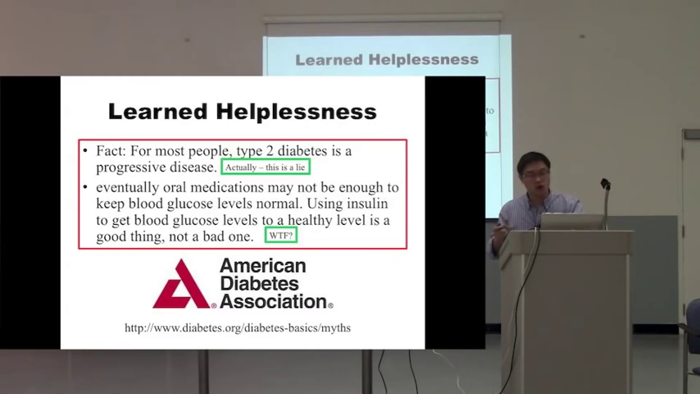So this is the problem. If you look at the American Diabetes Association, they have several facts. This fact: for most people, type 2 diabetes is a progressive disease. Well, that's actually a lie. It's not true. Because you have lots of people who are being reversed, who are being cured, right? And what they say here is that oral medications eventually may not be enough to keep blood glucose levels normal. Using insulin to get blood glucose levels to a healthy level is a good thing, not a bad thing, right? That's crazy, right? Because if you're on insulin, it means that your diabetes is more severe.